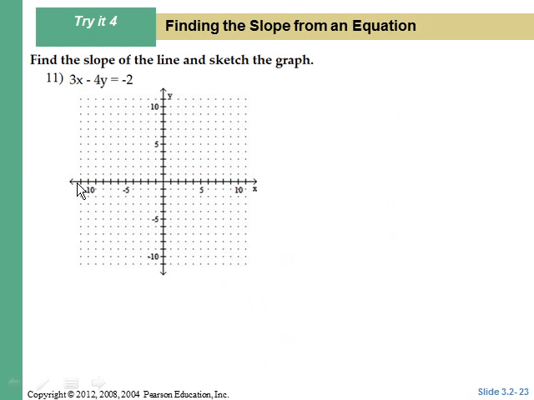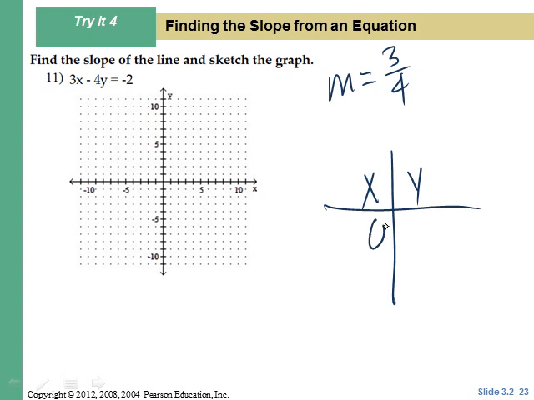Find the slope and graph the equation. Okay, so the slope is 3/4. Graph the equation x, y, 0, 0. So if x is 0, y is 1/2. And if y is 0, x is negative 2/3. Over 0, up 1/2. Back 2/3, up 0. It's kind of hard to see, but that line is going to be something like this.